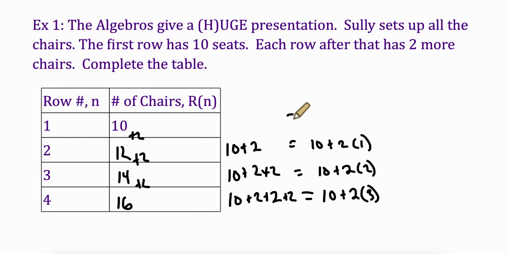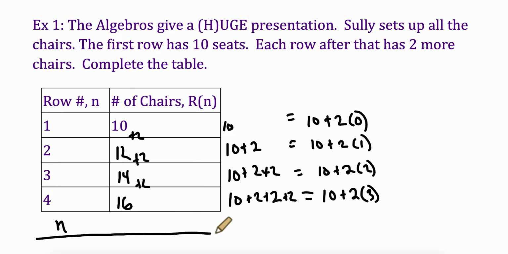Ooh, let's see if we can do the first one. I have 10. How many times do I add 2? I add 0 times. So 10. I multiply by 2 0 times. So now we want to find the nth row. Let's take a look here. How can I find the nth row? What's the formula for the nth row?